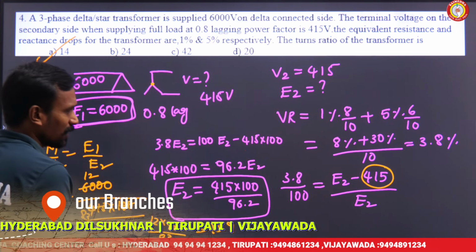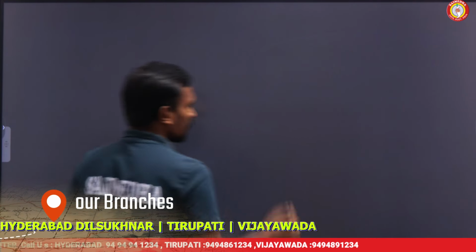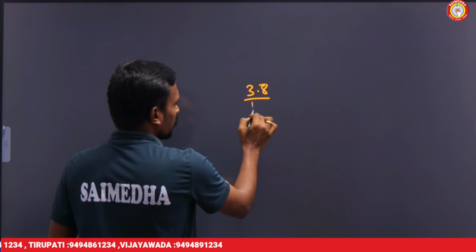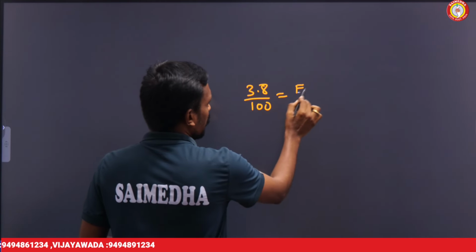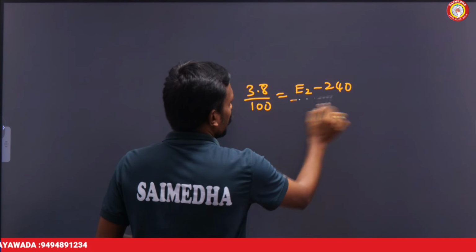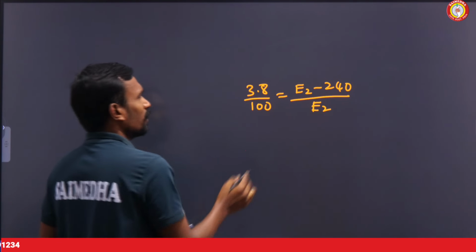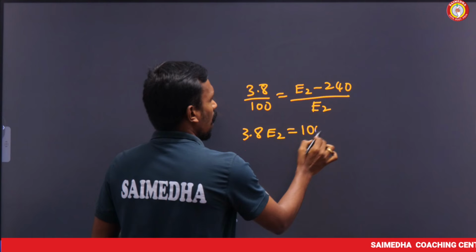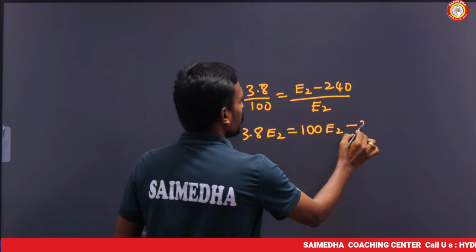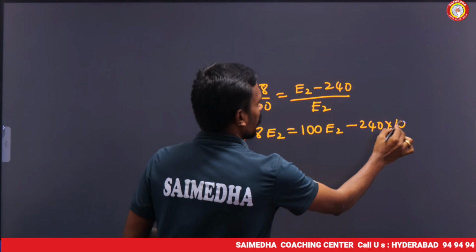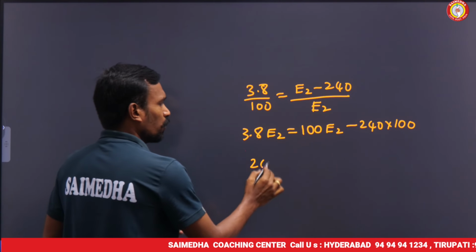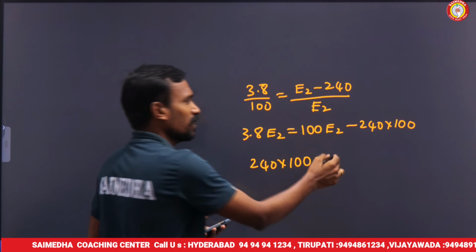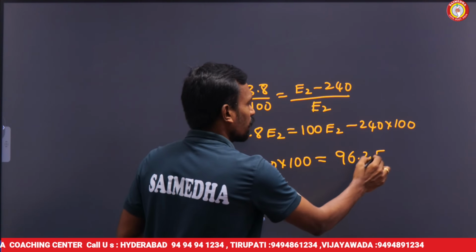If this is 240, let's now try, sir. What is the value? Voltage regulation is equal to 3.8%, which is equal to (E2 minus 240) by E2. Now calculate the E2, sir. 3.8 into E2 is equal to 100 into E2 minus 240 into 100. Now what is the value? 240 into 100 is equal to, this will minus here. So 96.2 times E2.